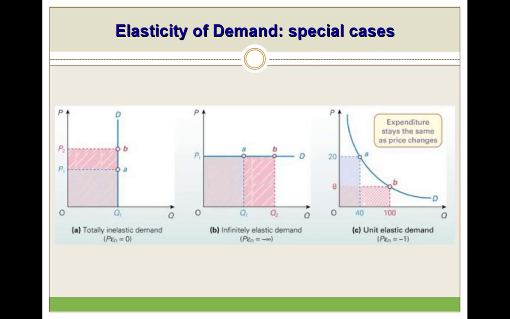Yeah? We demand this product so much so that it's a necessity, or otherwise we die. So we just have to consume this quantity no matter what the price is. That's the meaning of perfectly inelastic demand. So any example?